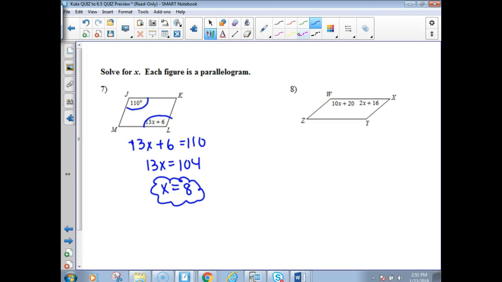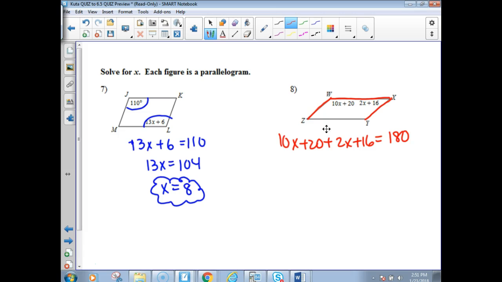On number 8, those angles are not congruent. So please don't set them equal. Okay, they are in between parallel lines along one side of a transversal. They are consecutive supplementary. So 10x plus 20 plus 2x plus 16 equals 180.